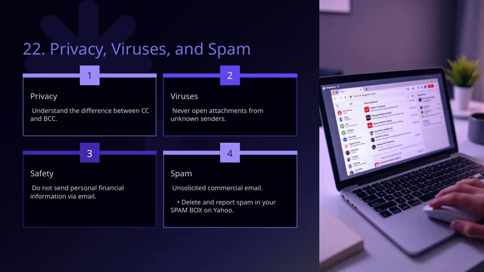When it comes to privacy, it's important to understand the difference between CC and BCC. CC, or carbon copy, lets everyone see who else received the email, which is fine for transparency. But BCC, or blind carbon copy, keeps recipients hidden, helping protect people's privacy. So use BCC when you want to keep email addresses confidential.